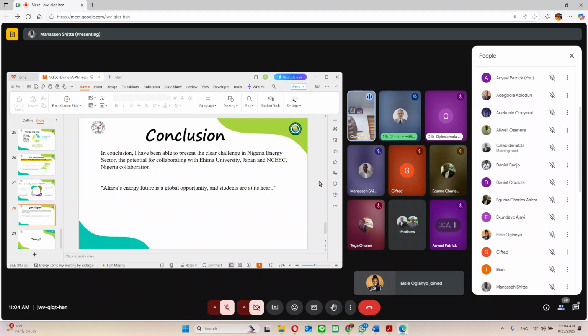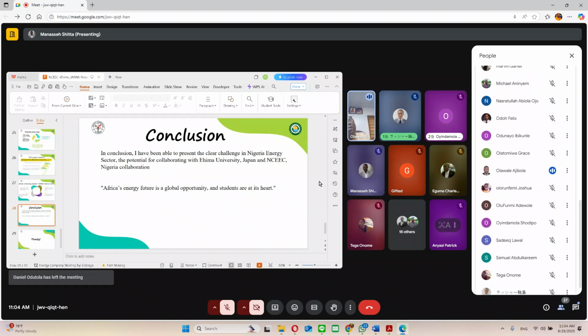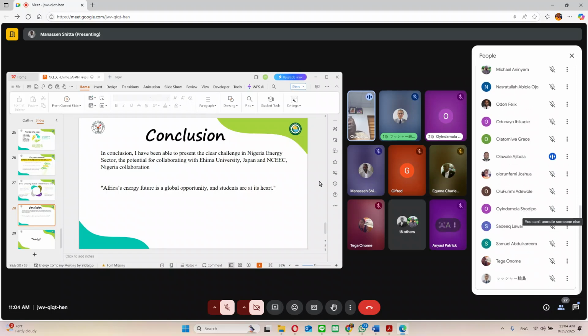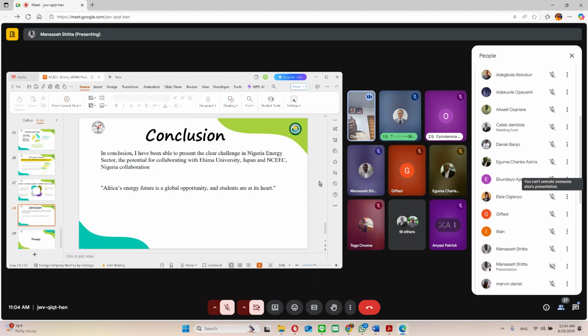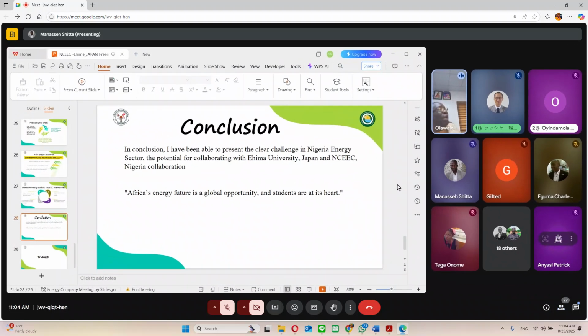Our students are at the heart of this, because as we say, our youth of today will be the tomorrow of our nation. So we believe at the National Center for Energy Efficiency that the relationship between us will not just end with this, that we will have much more elaborate collaborations, and that at the end of the day, both the center and the university will have reason to appreciate the collaboration.